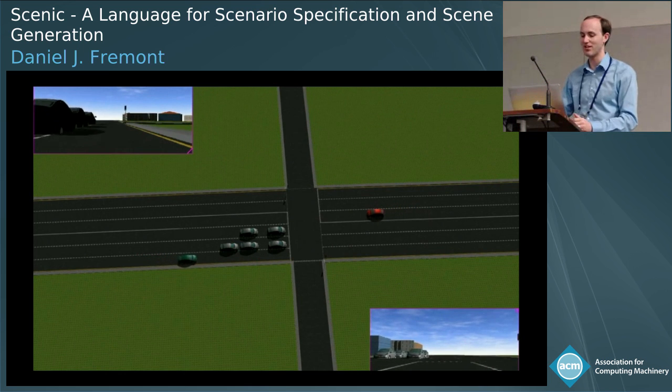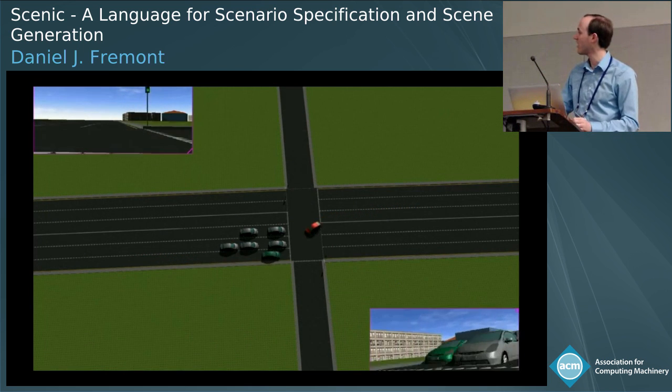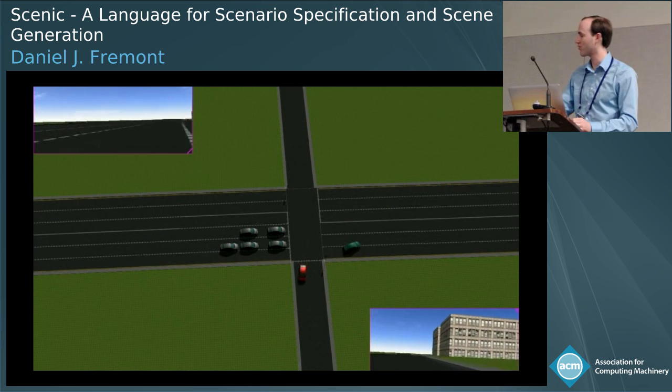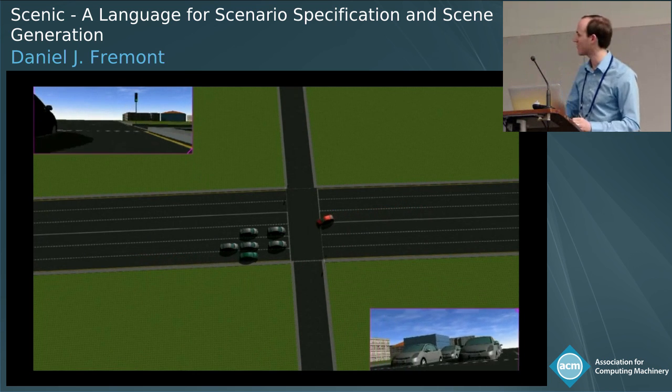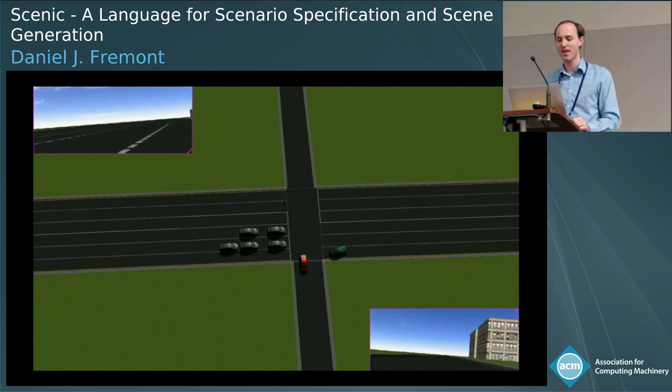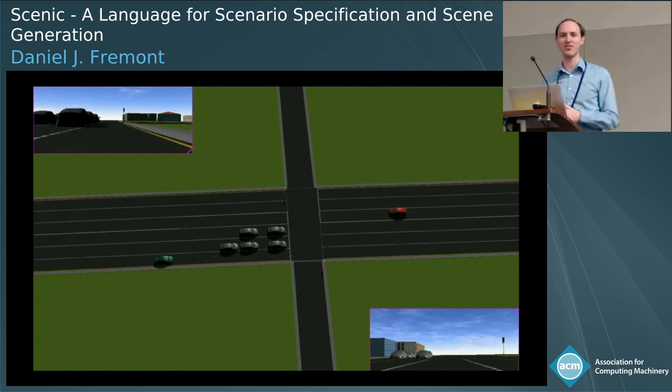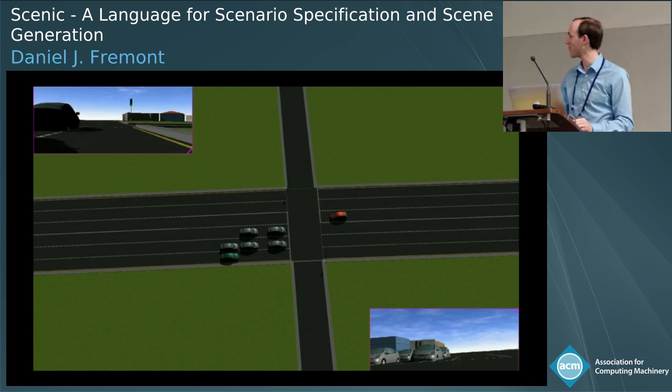So for instance, here's a simulation using Scenic of an Uber crash, where a human was turning left in a kind of blind intersection and they collided. And you can use Scenic to generate variations on this and do a sensitivity analysis and so forth.